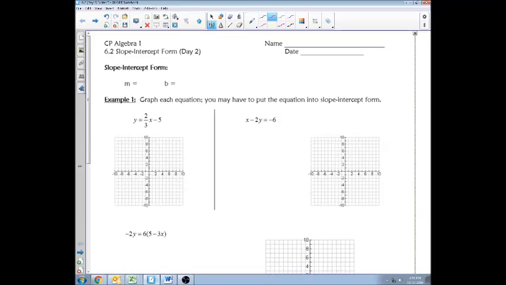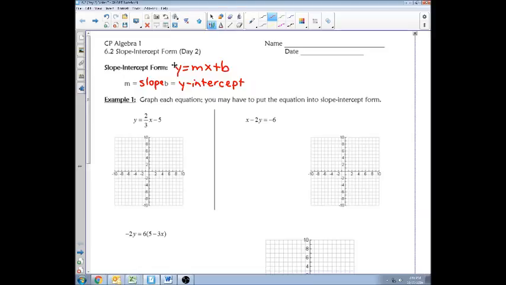Slope-intercept form is y equals mx plus b. The m stands for my slope. The b stands for my y-intercept, which is why it's called slope-intercept form. Okay? So graph each equation. You may have to put the equation into slope-intercept form.